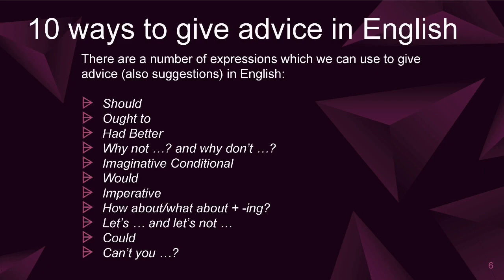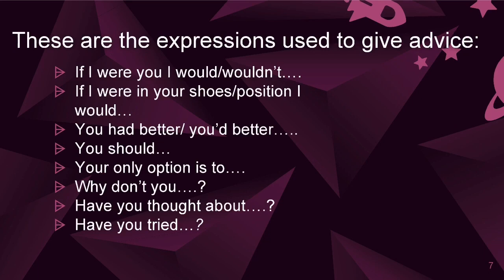Next is why not, and why don't or why don't you. And then the imaginative conditional or conditional type 2. And then the use of would, imperative, how about, what about plus verb-ing, let's and let's not, could and can't. Let's go on to the next slide.